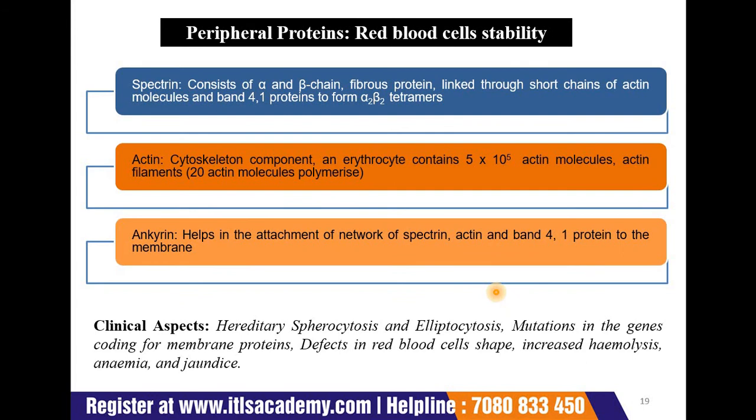Another is actin, which is a cytoskeleton component, and erythrocytes contain 5 x 10^5 actin molecules. They form filaments by polymerizing. About 20 actin molecules polymerize to each other and form very short actin filaments. Another is ankyrin, which forms the red blood cell's skeleton, but none of these proteins attach directly to the membrane. They help in the attachment of the network of spectrin, actin, and band 4.1 protein to the membrane.